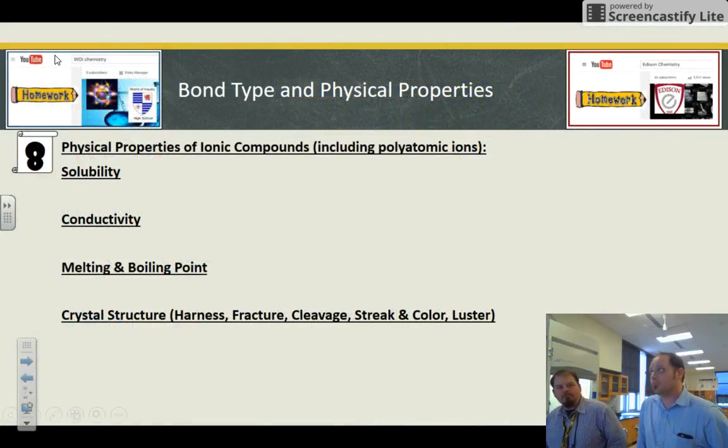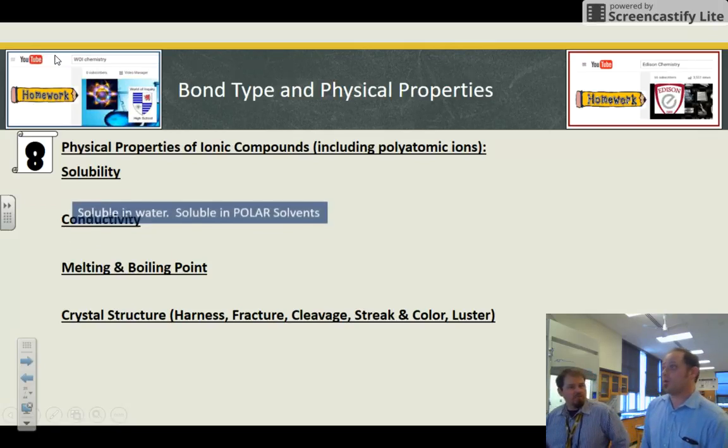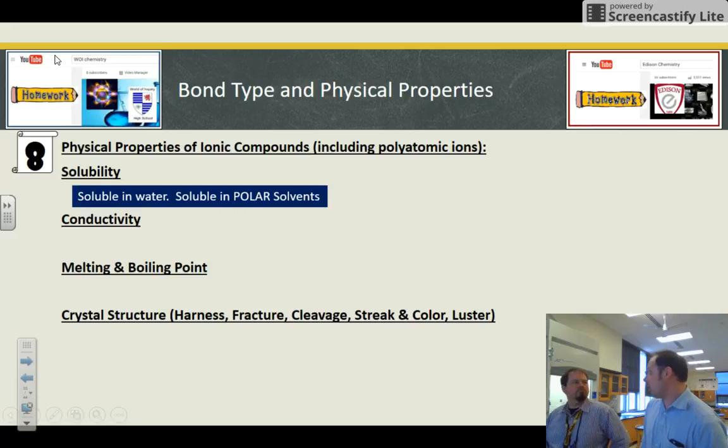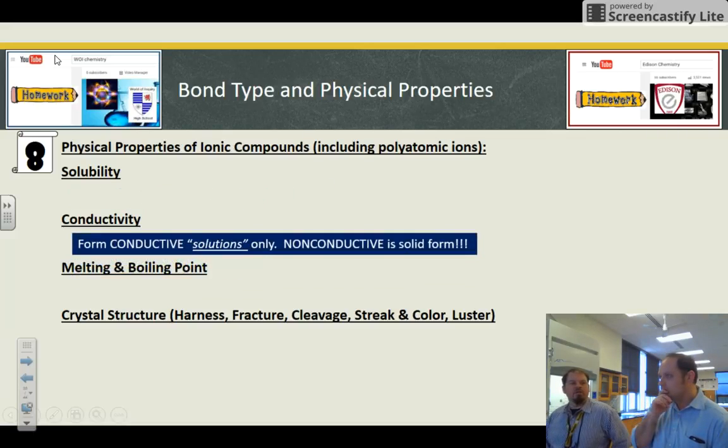So physical properties of ionic compounds: are they soluble specifically in water? Some are, some are not, but we'll do that in a different chapter. They are generally soluble in water and polar solids. They form conductive solutions only. So when I put them into solution, if it dissolves, it will conduct electricity. If it conducts electricity, it is ionic, and you need to know that in solution.